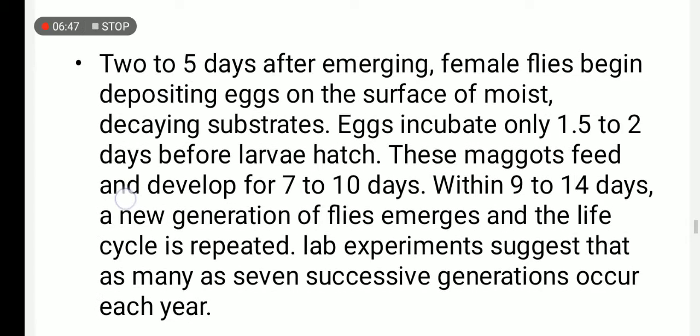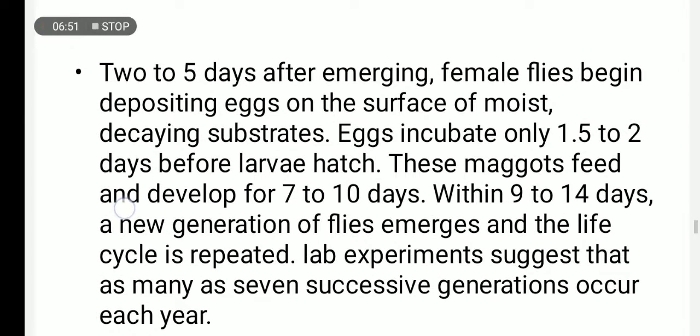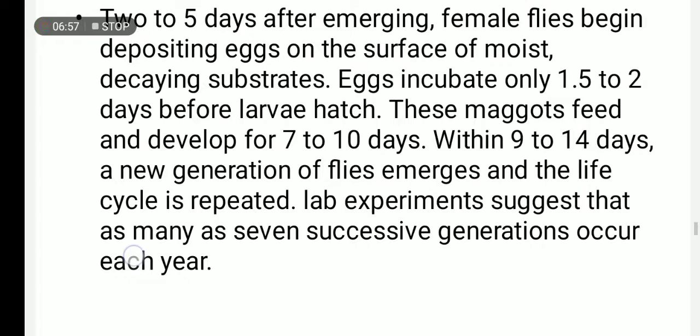Female flies start egg laying on decaying organic matter. The egg incubation period is 1.5 to 2 days, after which the larvae hatch. These maggots feed and develop for 7 to 10 days. Within 9 to 14 days, a new generation of flies emerges.